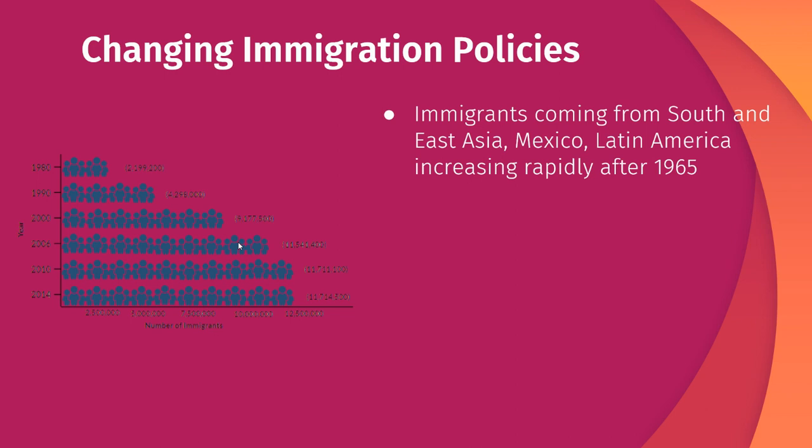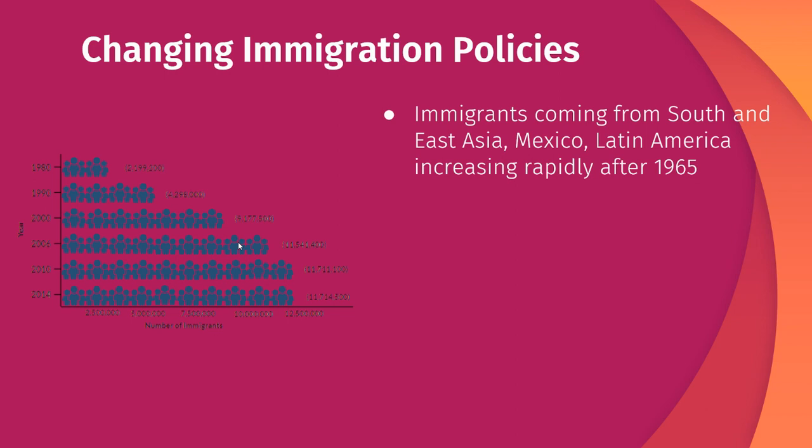Between 1980 and 2020, the number of immigrants who are living in the United States goes from 2.2 million to 9.2 million. That is a substantial increase, over a fourfold increase in the number of immigrants who are living in the United States. Most of these immigrants are coming from South and East Asia, Mexico, and Latin America. And this is due in large part to the immigration reforms brought about by the Immigration Act of 1965.